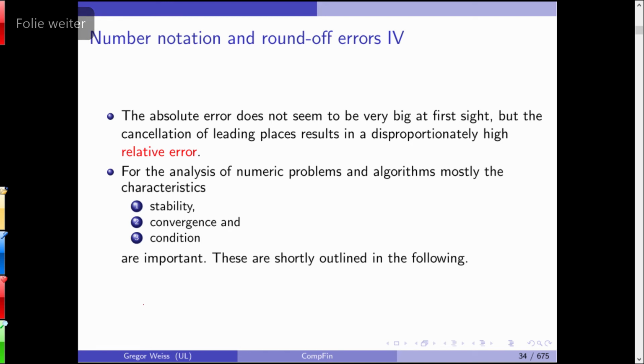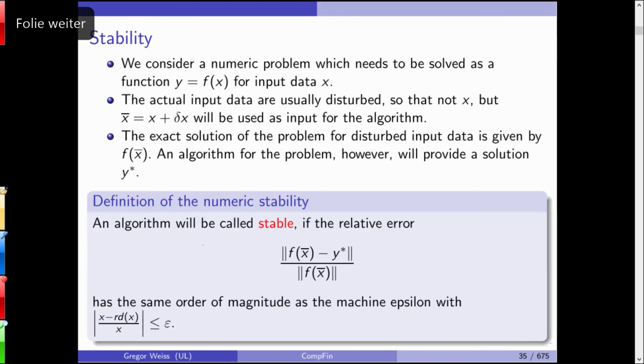Okay. Now for algorithms, we can distinguish certain properties, for example, stability, convergence, condition. We'll see this in the following, but already you can imagine that algorithms and numerical methods will differ when it comes to speed, convergence rate, stability. Do they always produce the same results if you put in the same data again and again? And we'll start with stability.